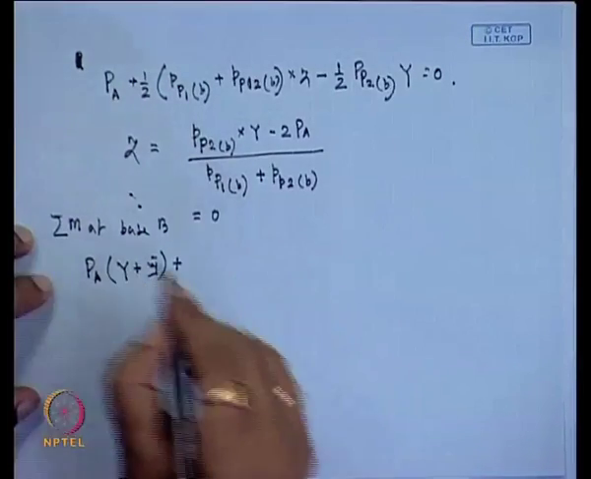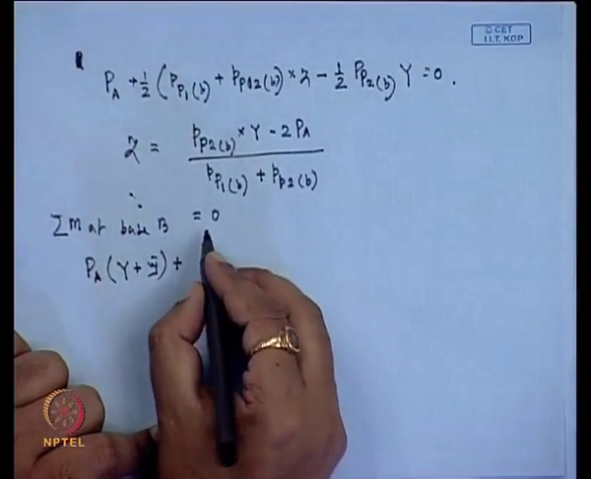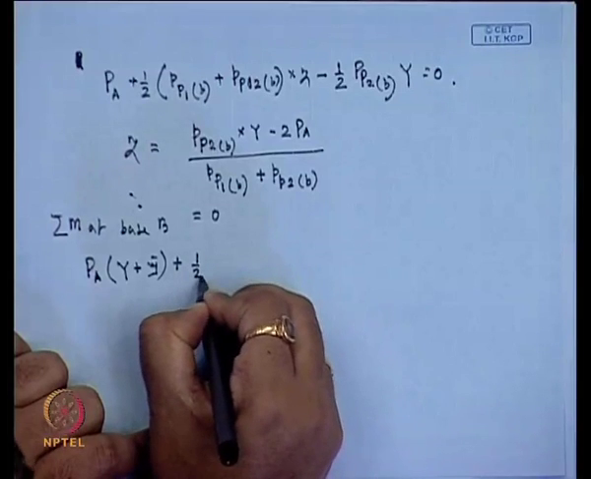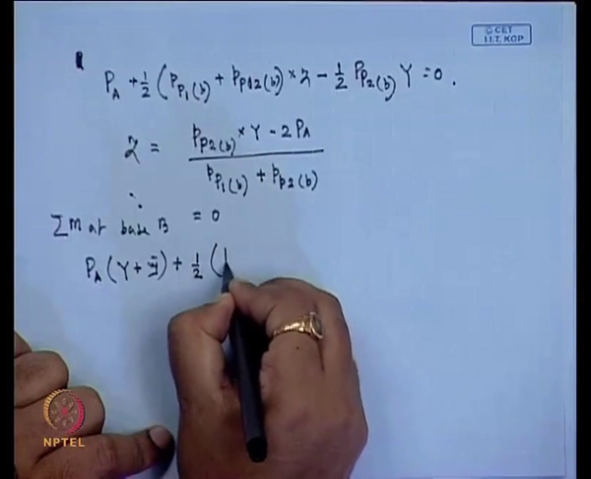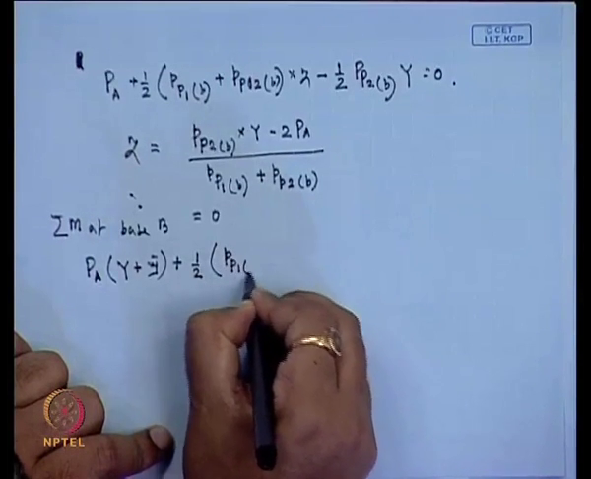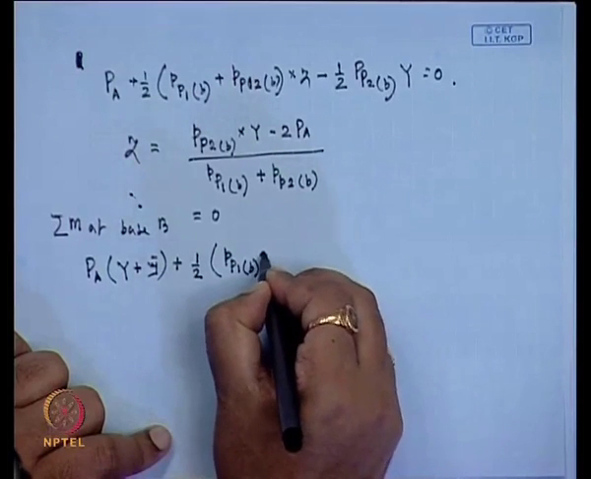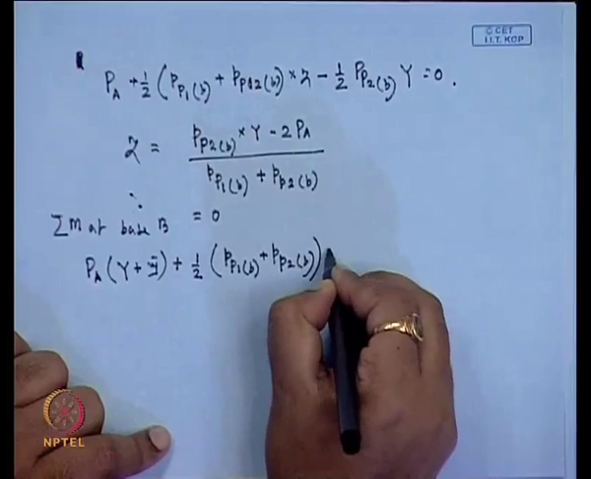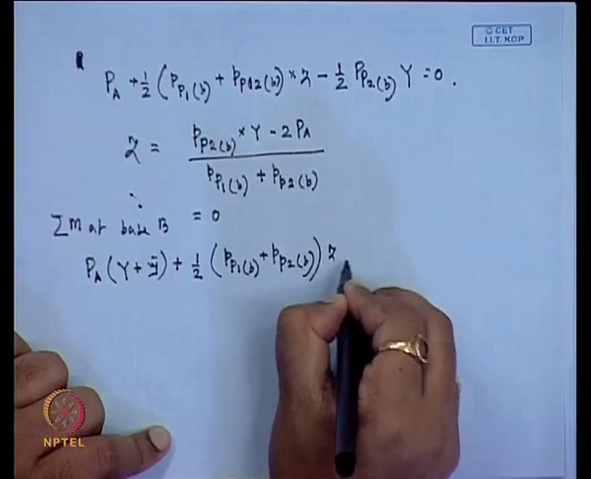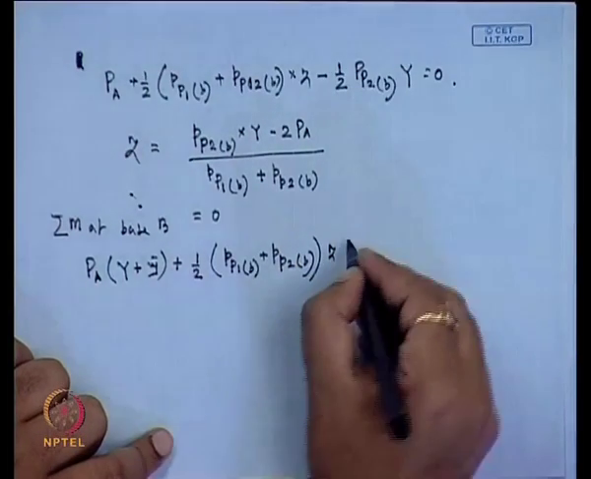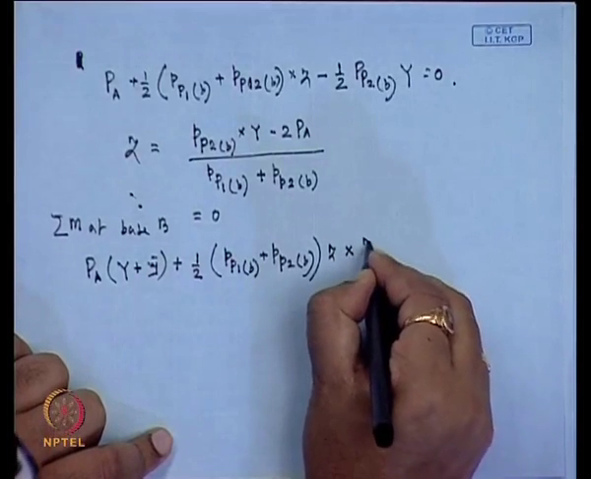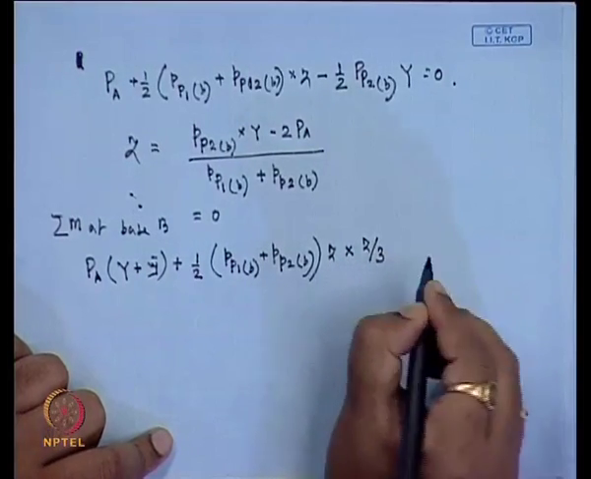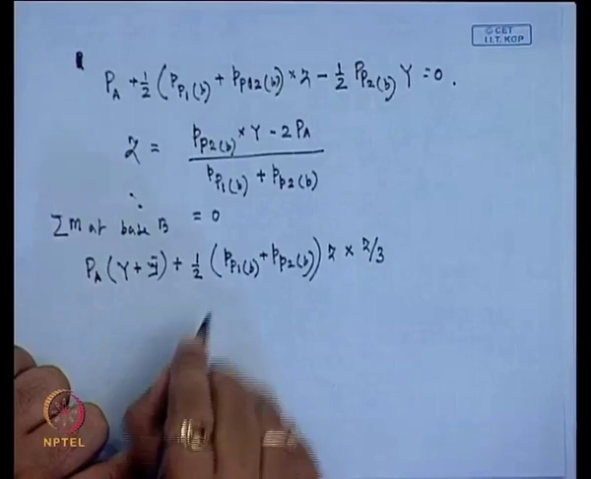plus for the first triangle, that is half into P P 1 B plus P P 2 B into Z, that is the area, into that will act at a distance Z by 3 from the base.